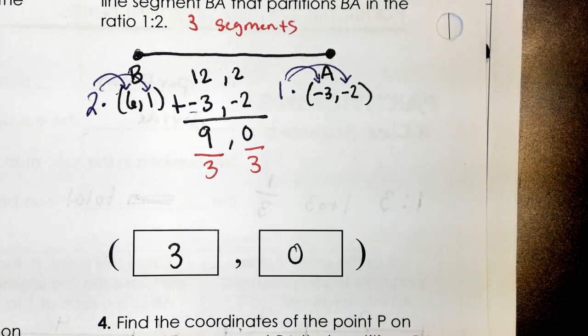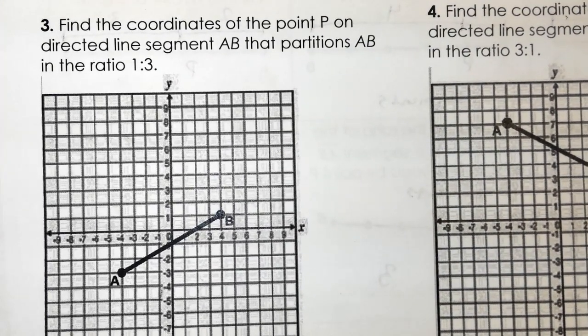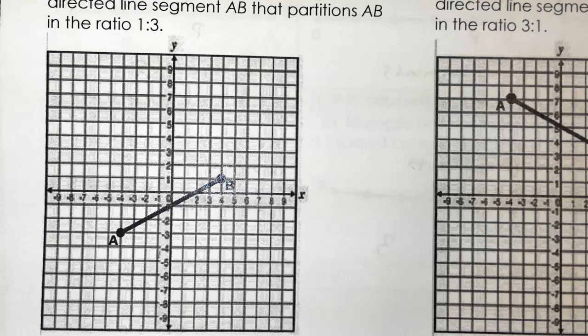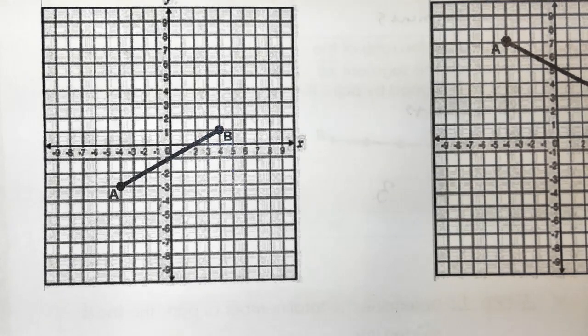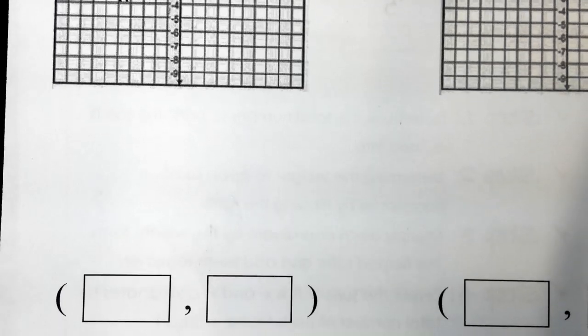If you didn't catch it yet, got one more I'm going to show you. Catch it here. Number 3, find the coordinates of point P on the directed line segment AB that partitions the AB into a ratio of 1 to 3. On this one, I give it to you on the graph because you got to pull the coordinates off the graph. We're still doing the same thing.